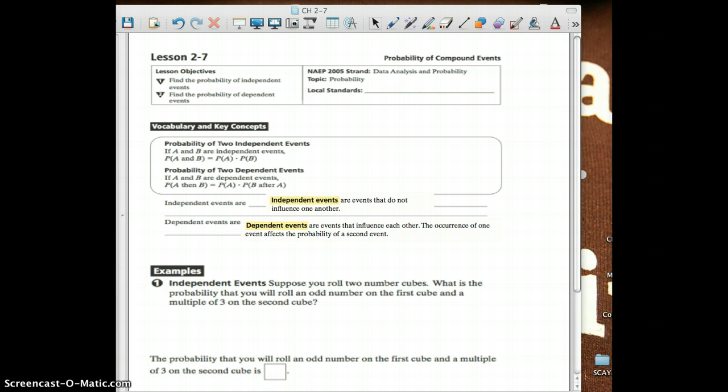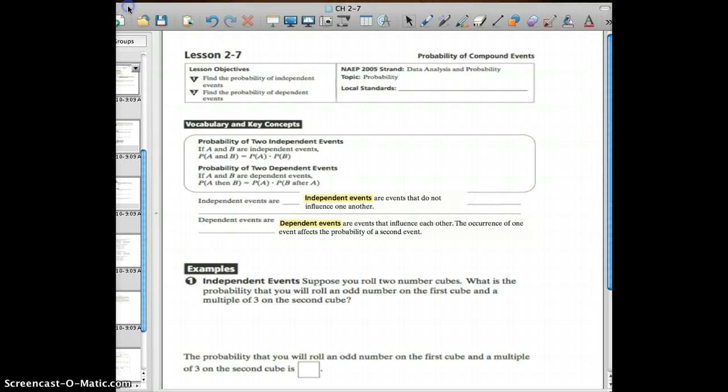It was, in theory, you rolled the number cube once. You reached your hand in a bag once and you picked something out, or you looked at the probability of picking something out. What we're looking at now are compound events, or two events. And there are two types of compound events. Independent events are events that do not influence one another. So let's say I have two jars or two bags of jelly beans and I reach my hand in each and try to pull one out. Those are independent events because the bags are separate, okay?